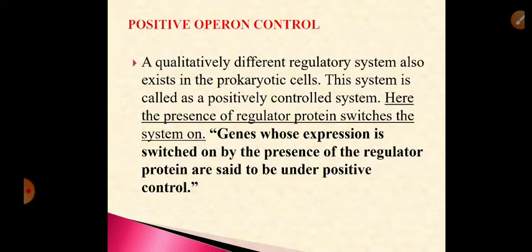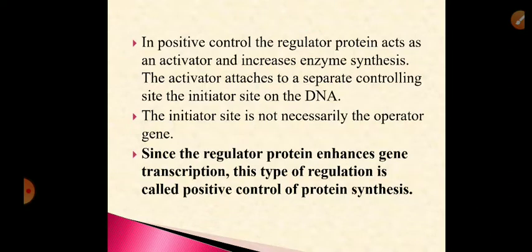Okay, what is positive operon control? A qualitatively different regulatory system also exists in the prokaryotic cell. This system is a positively controlled system. Here the presence of regulator protein switches the system on. So genes whose expression is switched on due to the presence of regulator protein are said to be under positive control. In positive control, the regulator protein acts as an activator and increases enzyme synthesis.